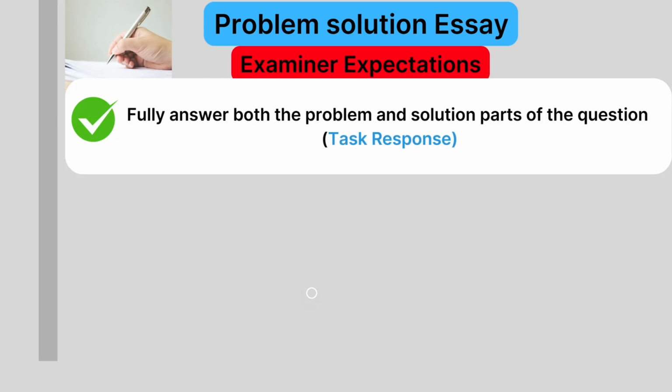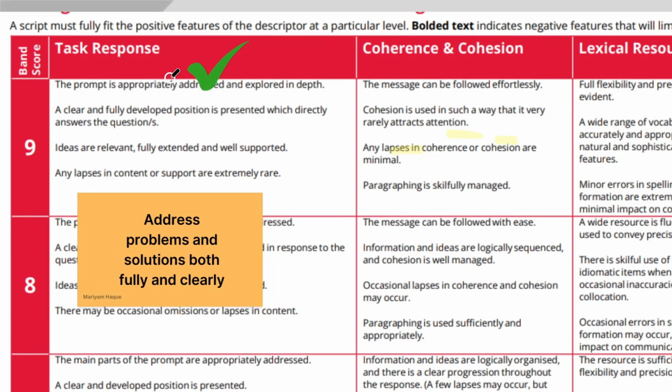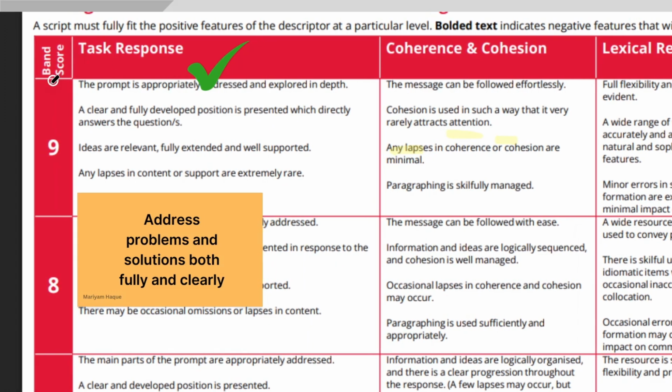So what does the examiner expect from you, and how can you achieve a high band score? Well, first of all, you need to fully answer both the problem and solution parts of the question. This is important for the task response part of the marking criteria that you will see here in the marking band descriptors that is provided from IELTS. For a high band score of 8, 9, and 7, you can see, let's look at the one for band 9, that the prompt is addressed appropriately and explored in depth. A clear and fully developed position is presented which directly answers the questions. Ideas are relevant, fully extended, and well supported.